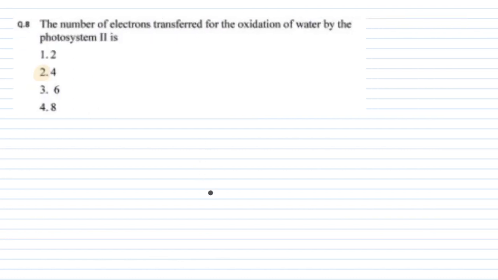The next one says that the number of electrons transferred for the oxidation of water by the photosystem 2 is, okay. Now this is from your bioinorganic chemistry and it's basically a direct question. So for the photosystem 2, what happens is that there is a transfer of 4 electrons in this case. So the answer is option number 4, but let me explain a little bit about how it is.